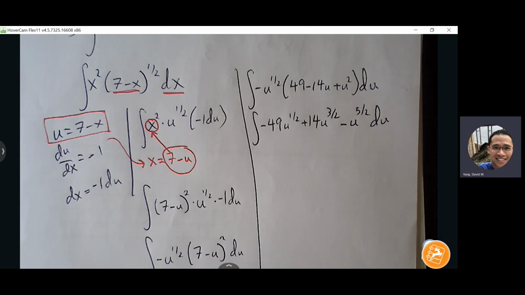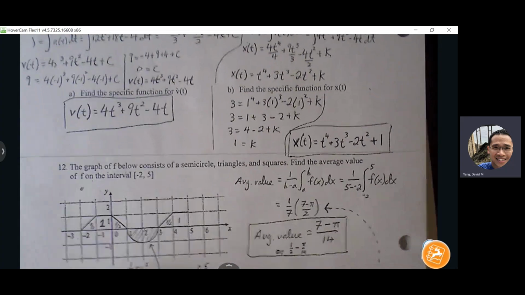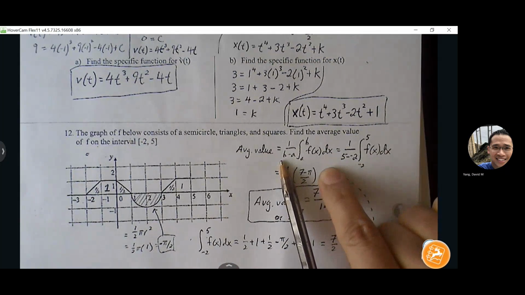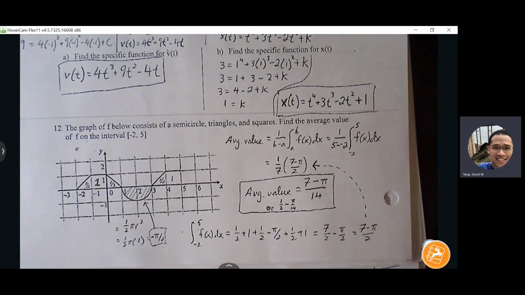Can you go over average value there with the graph and without a graph? Mm-hmm. So on page 16, this is average value with a graph. Or page 14, but I'm looking at 16 because of the key.